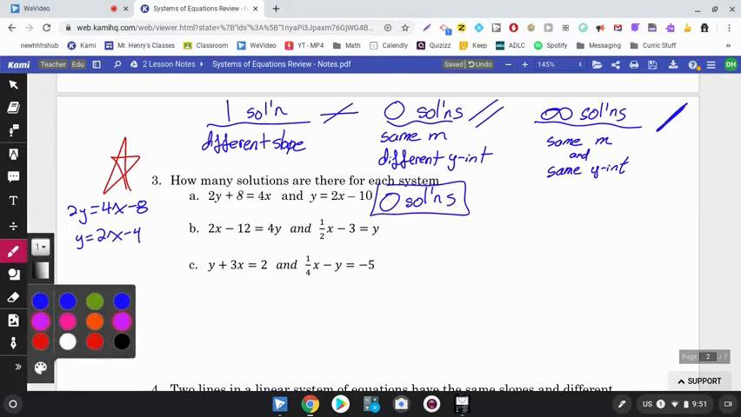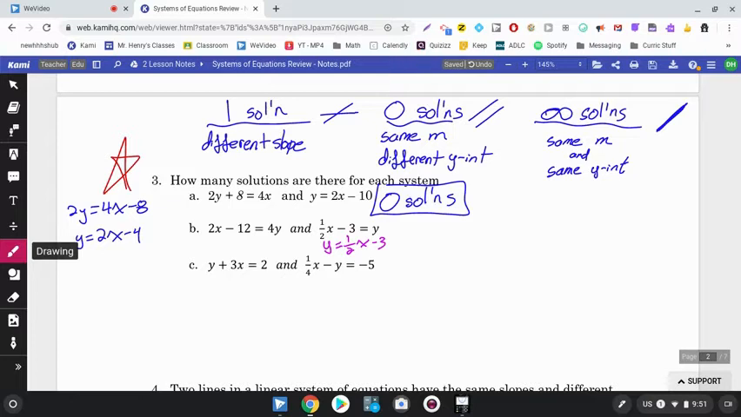B, let's take a look at B. 2x minus 12 equals 4y, and then I've got 1/2 x minus 3 equals y. So maybe I write it this way: y equals 1/2 x minus 3 is already rearranged. The other one, I've got to do a little bit of work. I have to divide by 4. So 2 divided by 4 is 1/2 x, minus 12 divided by 4 is 3, is equal to y.